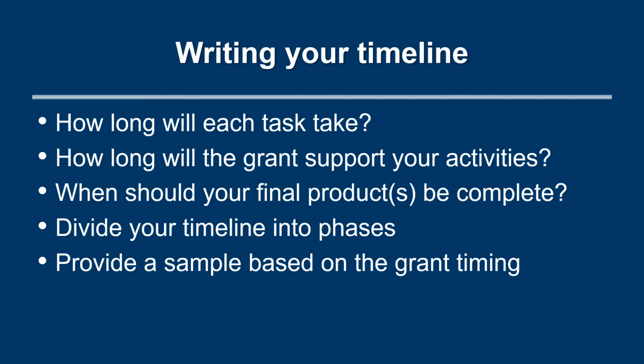Dividing your timeline into phases can help with organization. For example, you may have a preparation phase, an implementation phase, and a completion phase. In your application, you can provide a sample timeline with months or fiscal quarters that is based on the timing of the grant. This shows that you've mapped out the steps and know how far the grant will take you.